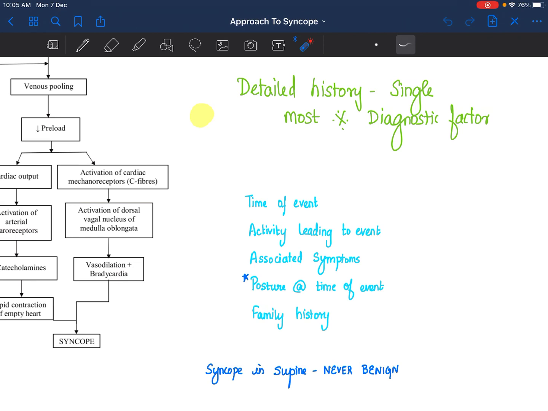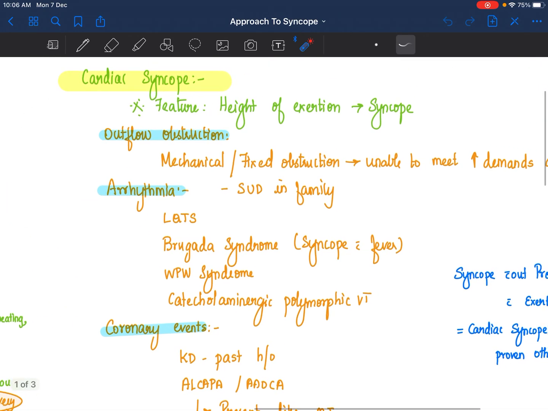Always remember, syncope in a supine position is never benign. Never ever label a patient who experiences syncope in supine position as having had a vasovagal syncope. It needs to be evaluated. Cardiac causes need to be ruled out.